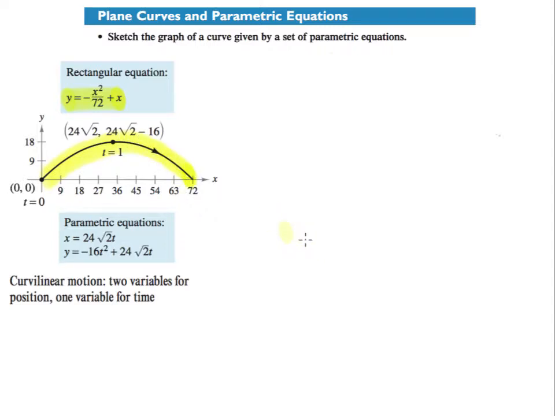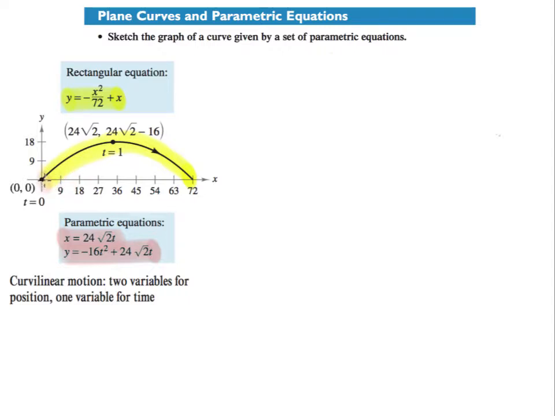Although it does tell you where the object has been, it doesn't tell you when the object was at a given point (x, y). To determine this time, you can introduce a third variable, t, which we call the parameter. By writing both x and y as functions of t, you obtain the parametric equations. Our parametric equations are x equals 24 square root of 2 times t, and y equals negative 16t squared plus 24 square root of 2 times t.